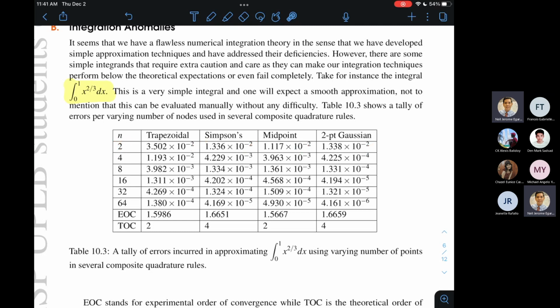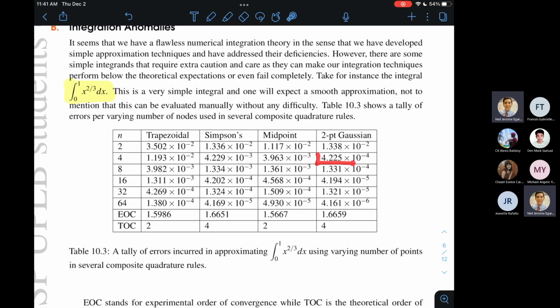Okay? Pag n equals 4 na, gumamit ako ng trapezoidal rule. Ito yung error. Okay? So, yung error bumaba na sa 1.2 times 10 to the negative 2. Pag gumamit ako ng composite Simpson's rule, ito yung makukuha kong error, which is good, 4.2 times 10 to the minus 3. I mean good kasi knowing na apat lang yung points na ginamit natin. Ito naman yung para sa midpoint rule.